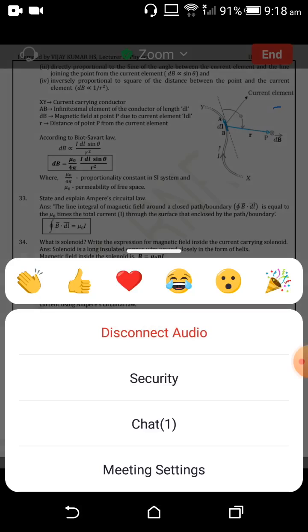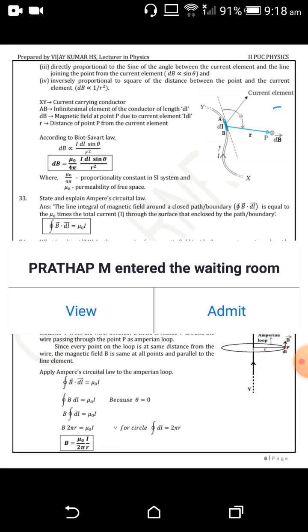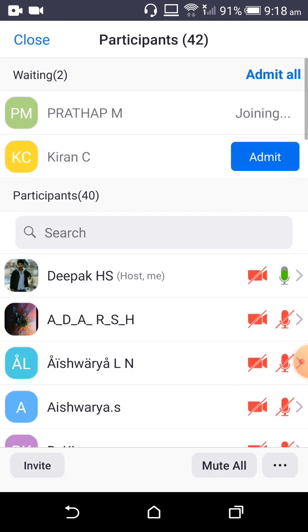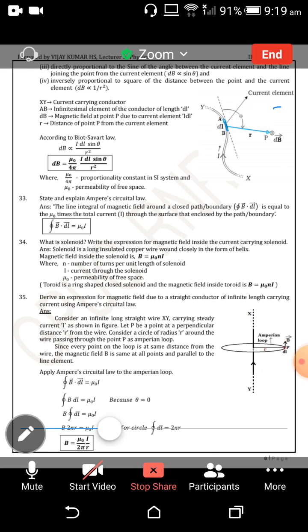Okay, fine. So we'll move to the next now. That is the 33rd question. State and explain Ampere's circuital law. Coming to Ampere's circuital law, it is said that the line integral of magnetic field around a closed path or boundary, that is the closed integral of vector B dot vector dl, is equal to mu naught times the total current I through the surface enclosed by the path or boundary. You can take the reference of the figure which you have here.